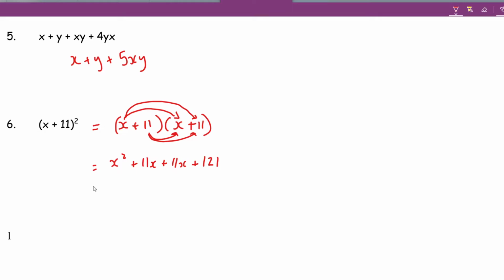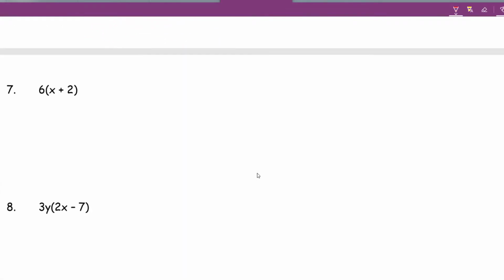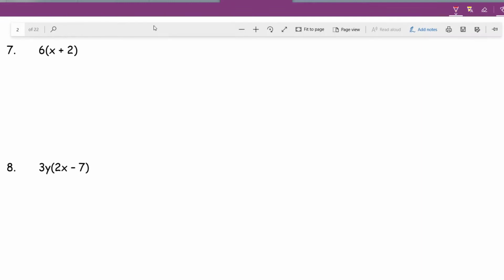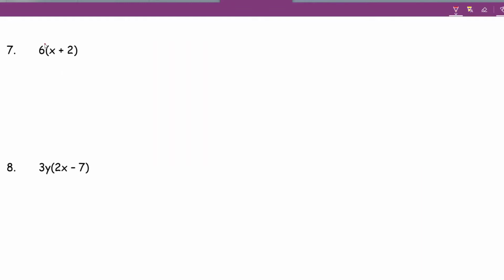Okay, 11 squared. Now, the only like terms you've got are in the middle, which are the x's. You've got x squared here, you've got 11x plus 11x, which is 22x, and you've got 121 here, and that is expanded and collected the like terms. Okay, let's move on. These are pretty straightforward expansions here. All it is, literally, is times everything inside the bracket by the number 6, which is immediately outside.